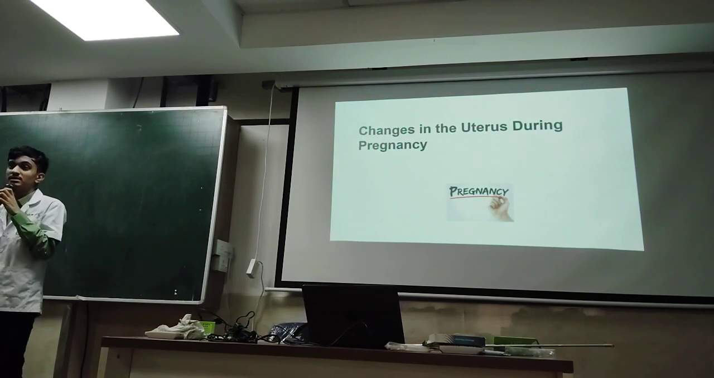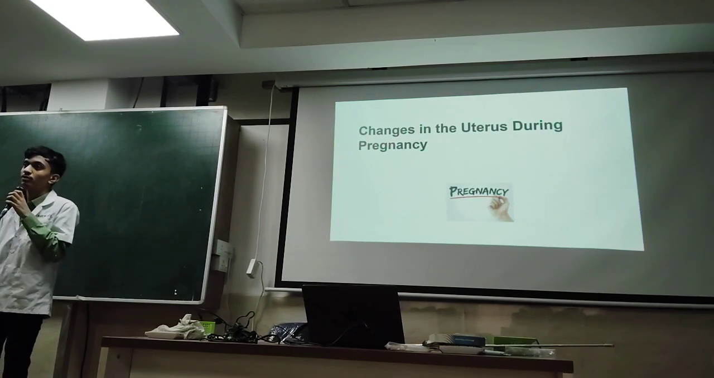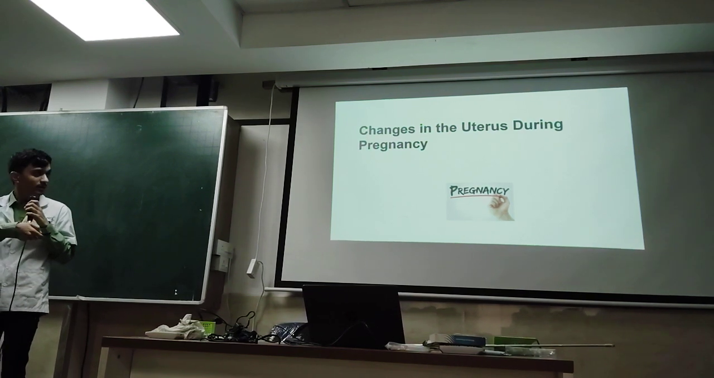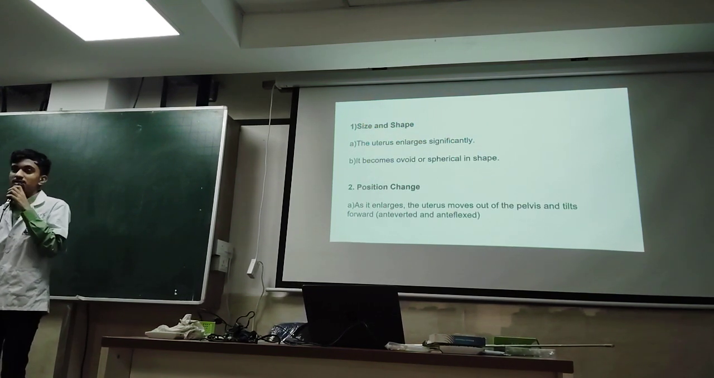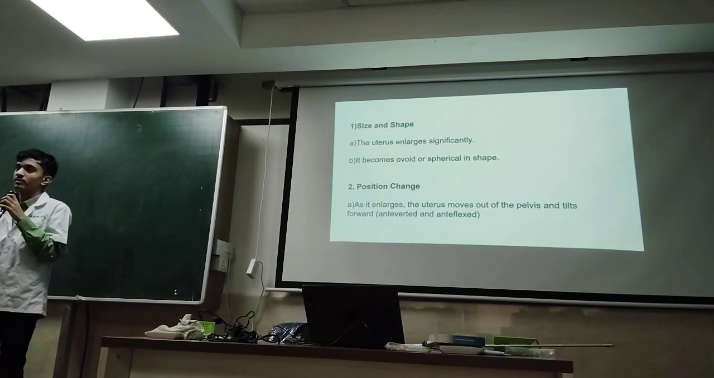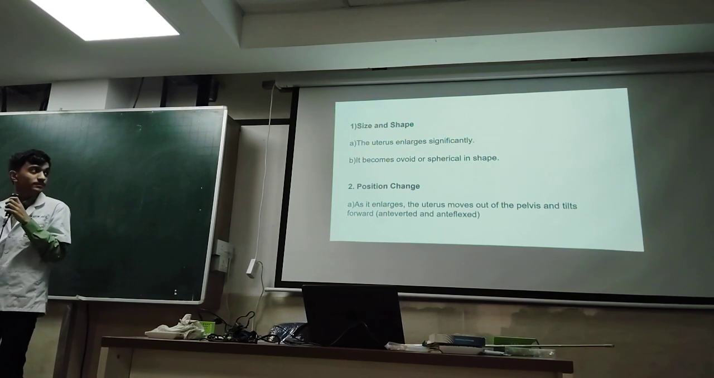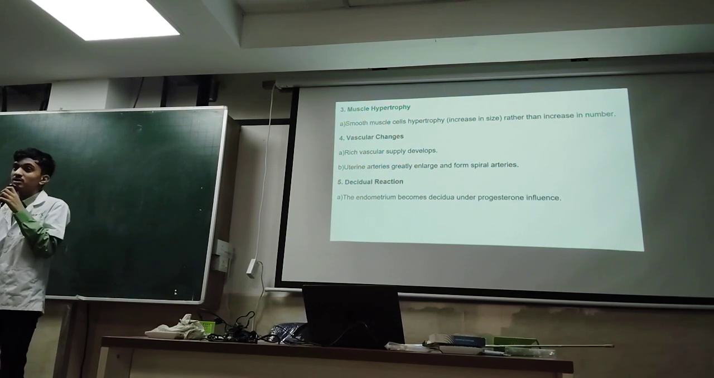Now we will discuss changes in the uterus during pregnancy. As we all know, the uterus enlarges significantly during pregnancy and becomes ovoid or spherical in shape due to hypertrophy of the muscle. Also, it enlarges and moves out of the pelvis and becomes forward, that is anteverted and anteflexed. The vascular supply to the uterus.